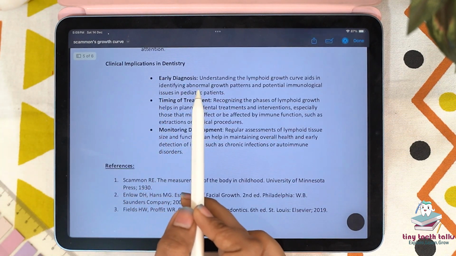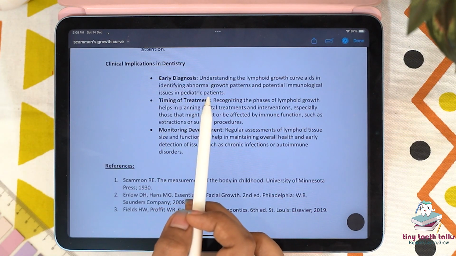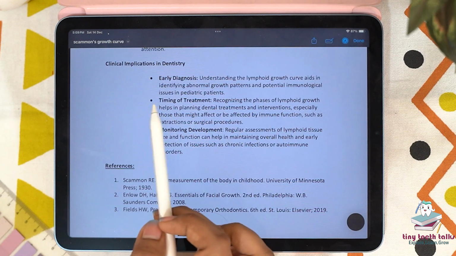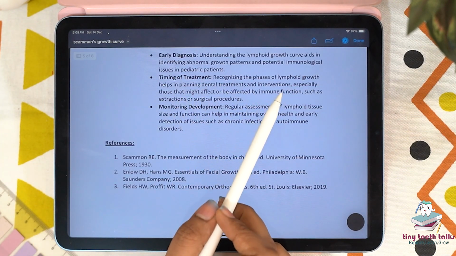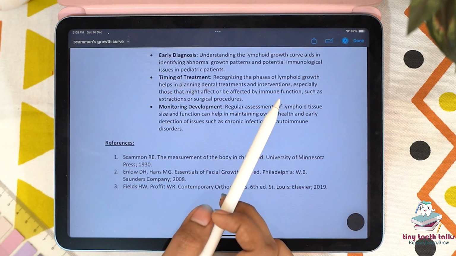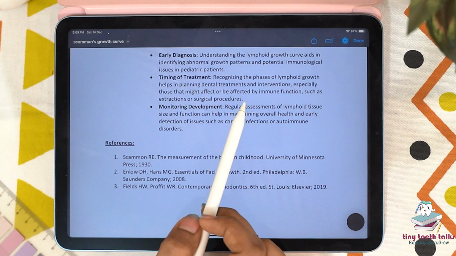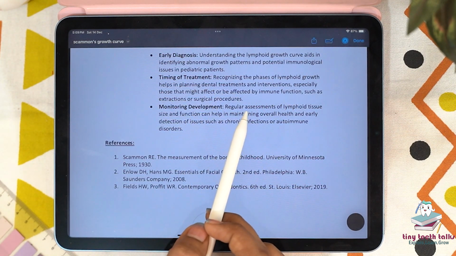Clinical implications: early diagnosis. Understanding the lymphoid growth curve aids in identifying abnormal growth patterns and potential immunological issues in pediatric patients. Timing of treatment: recognizing the phases of lymphoid growth helps in planning dental treatments and interventions, especially those that might be affected by immune functions such as extraction or surgical procedures.